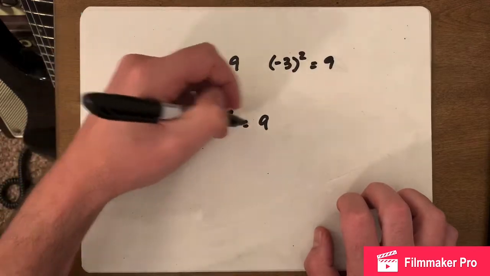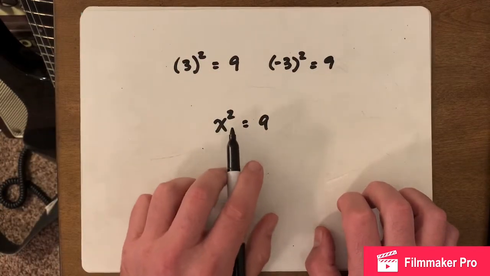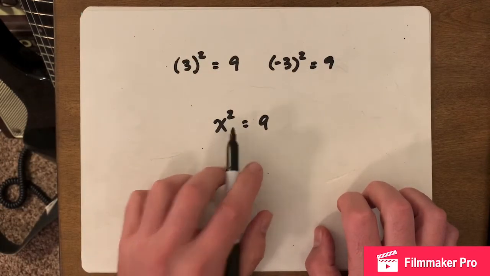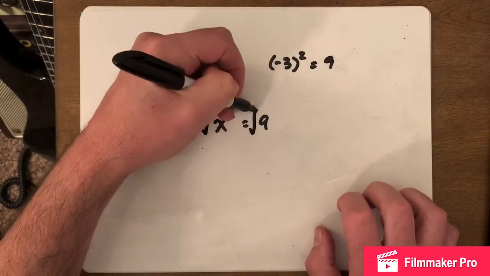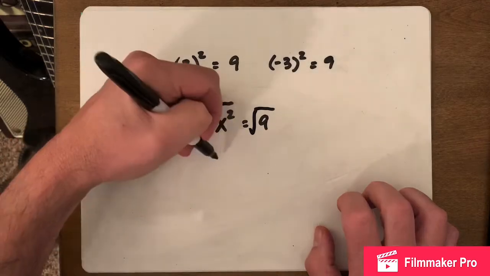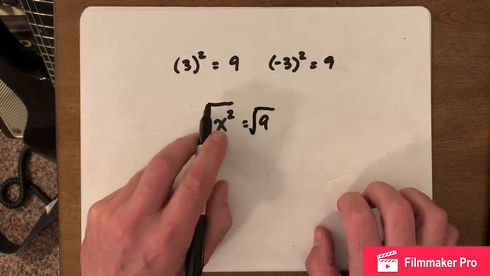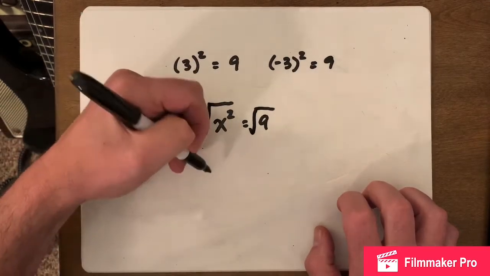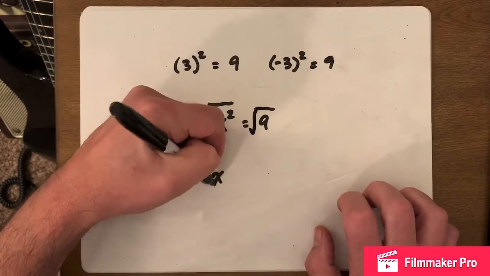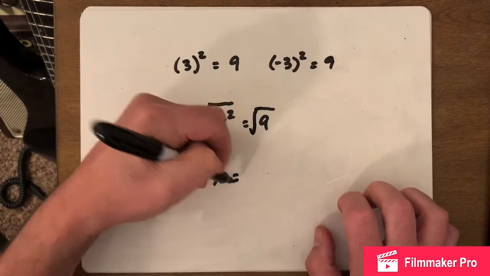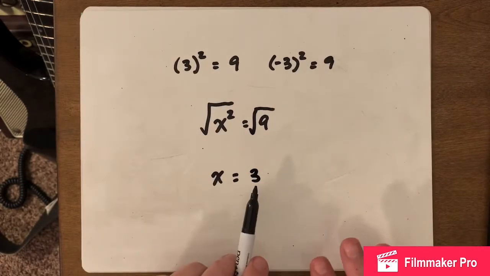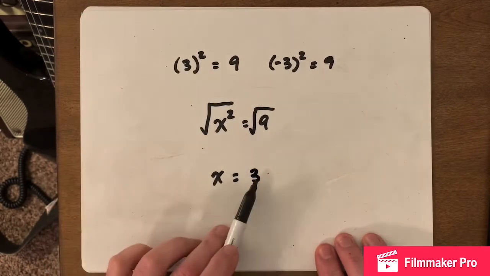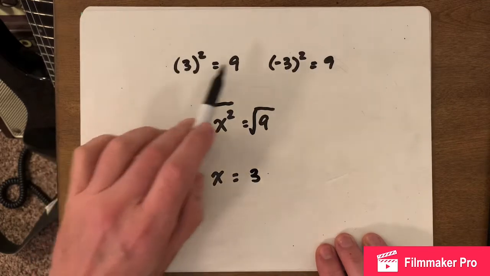If you take the square root of both sides, that's the only way to get rid of that square. So if I take the square root of both sides, the 2 and the square root cancel out, and the x comes out, equals, and then the square root of 9 is 3. Now the problem here is I only get this number. So somehow I have to make sure I get both numbers back.